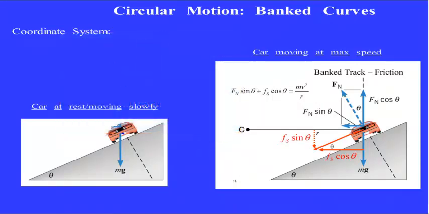All right. So let's write the F equals ma equation. F equals ma in the x direction. In order to do this, I've got to put the free body diagram in here again for this car moving slowly. So let me pause and do that.